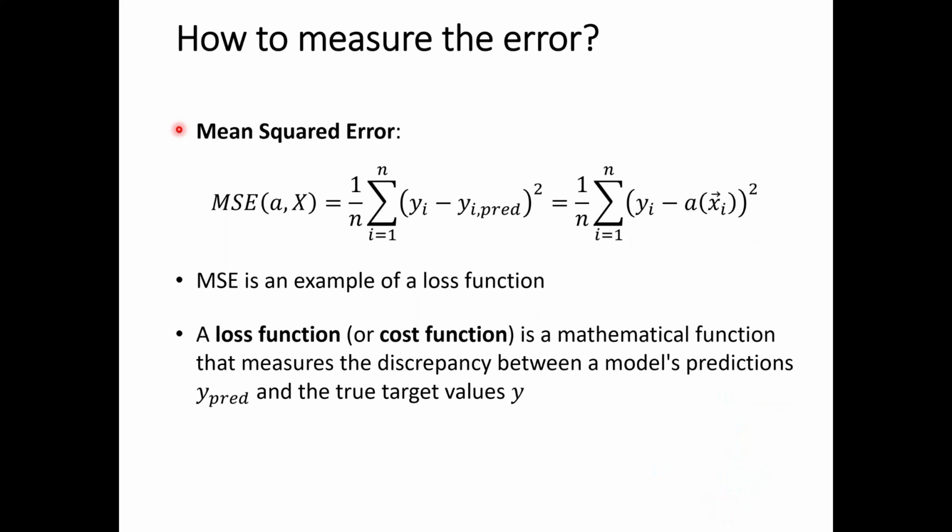Let's look at the mathematical notation. MSE of model a on dataset X equals 1 over n multiplied by the sum as i goes from 1 to n of the squared differences between y_i and y_i pred. In other words, MSE of model a on dataset X is the average over all n observations of squared differences between the true value and predicted value. In this formula, we can replace y_i pred with the output of the model a evaluated on the sample vector x_i.